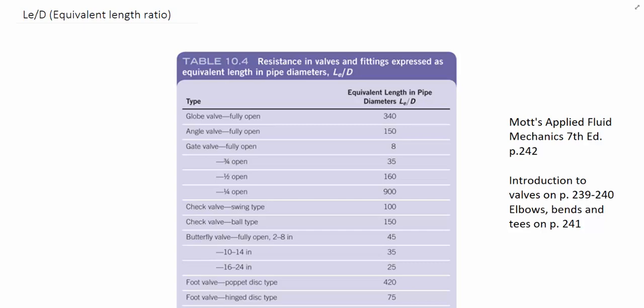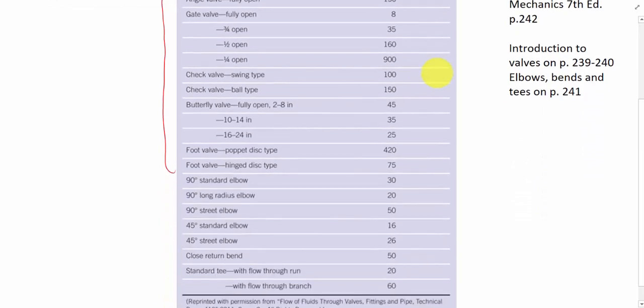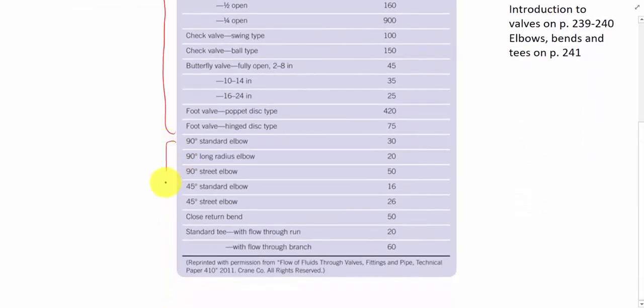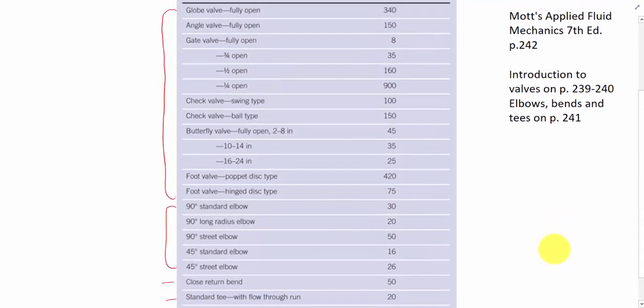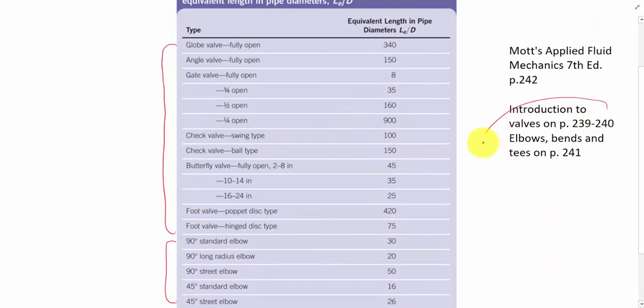Okay, here's a table for us to get the equivalent length ratio, Le over D, for different components, and it's on page 242 in our textbook. And you can tell this is for the different components. This is for the valves and elbows, bends, and tees. If you're not very familiar with those components, the book gives some introduction on those pages. You may want to do some home reading.